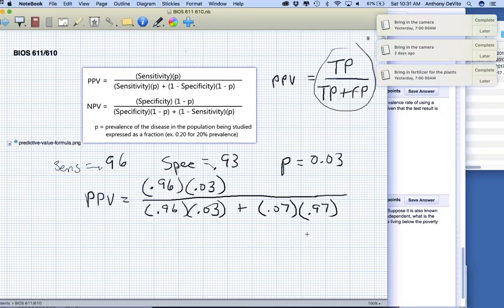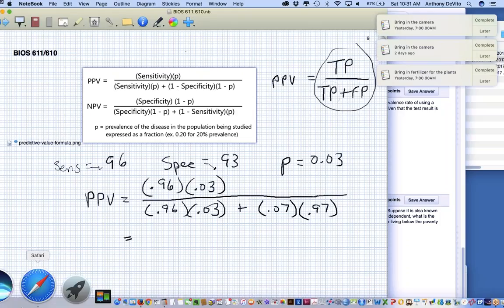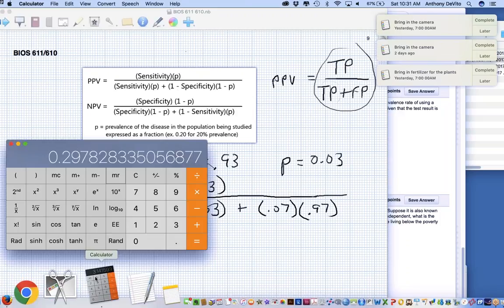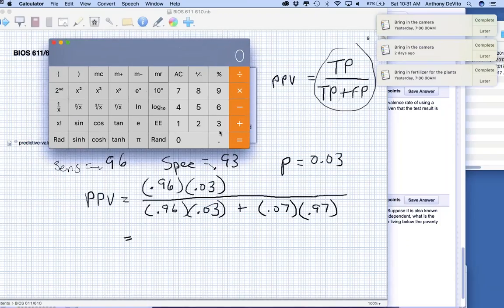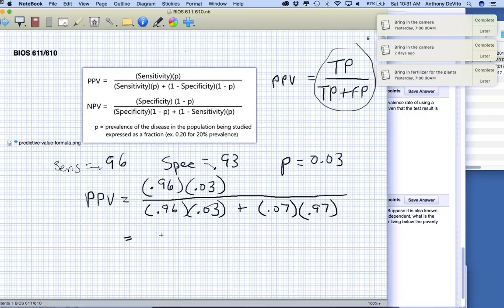Okay, anybody unhappy with that so far? All right, all I'm doing is plugging numbers in here. So I'm going to use my calculator to calculate this. Okay, so 0.96 times 0.03 is equal to 0.0288. Right, that's the top, over 0.0288. This is just the same thing.